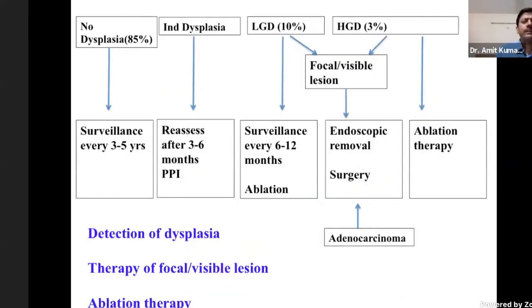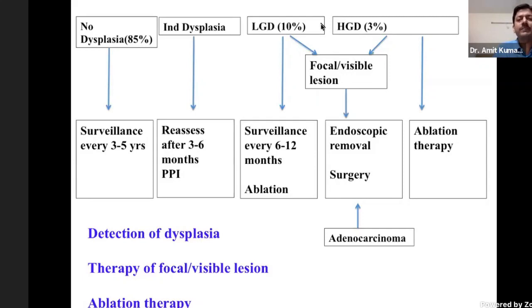So moving on to the management of Barrett's per se. The management of Barrett's, as I said, depends really on your dysplasia. Most patients will not have any dysplasia. So these patients can be kept on surveillance endoscopy every 3 to 5 years. Those who are indeterminate for dysplasia may be given PPI therapy and reassessed after 3 to 6 months.